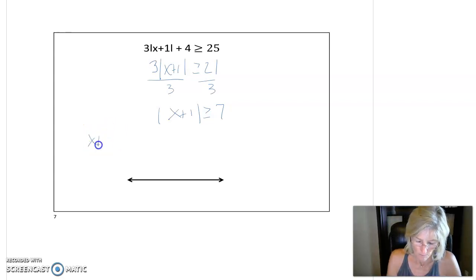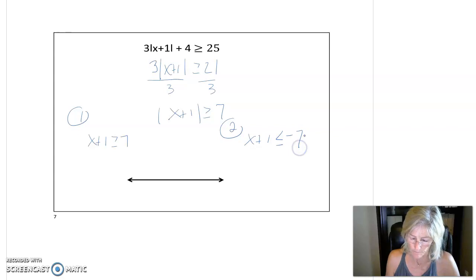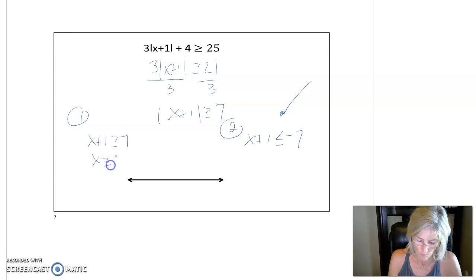So I've got x plus 1 is greater than or equal to 7. My second equation is x plus 1 is less than or equal to negative 7. This is the one that you have to be careful with. You will forget to do it, and then forget how we changed the signs. So I'm going to solve. Let's subtract 1 from both sides. Subtract 1 from both sides.